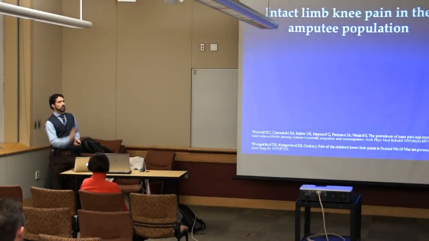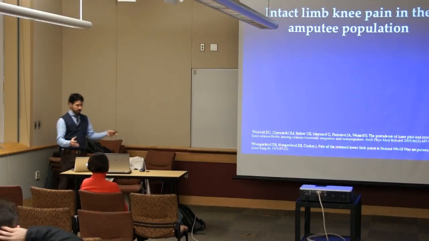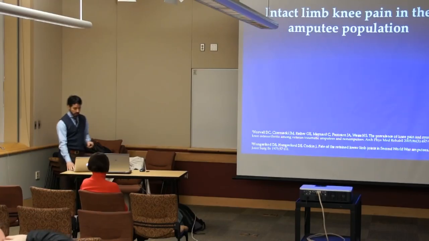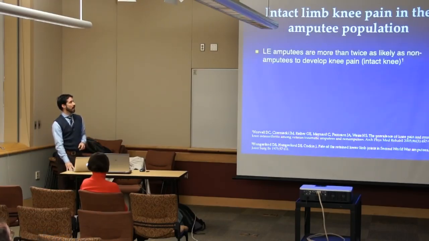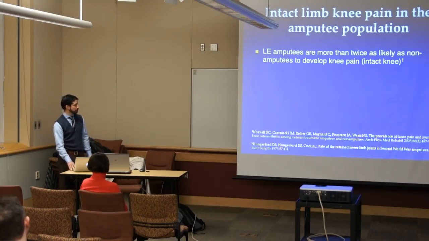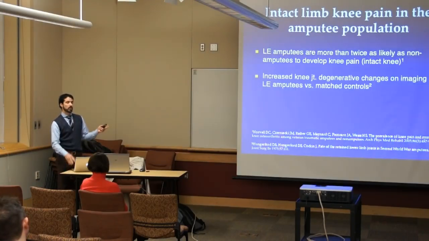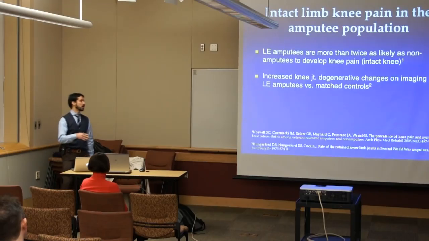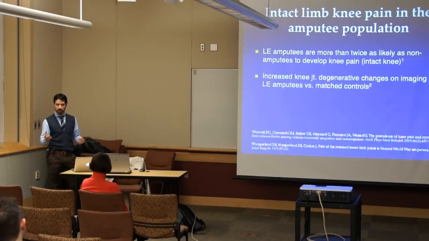Okay, this is where I'm going to touch really briefly on the research side. So, from the epidemiologic literature, we know that lower extremity amputees get a lot of contralateral knee pain. They are more than twice as likely as non-amputees to develop, again, this is their intact knee pain. And there's also studies that have shown increased degenerative changes on imaging. So the thought being that a lot of this is related to knee osteoarthritis. Sort of makes sense if you think about it.